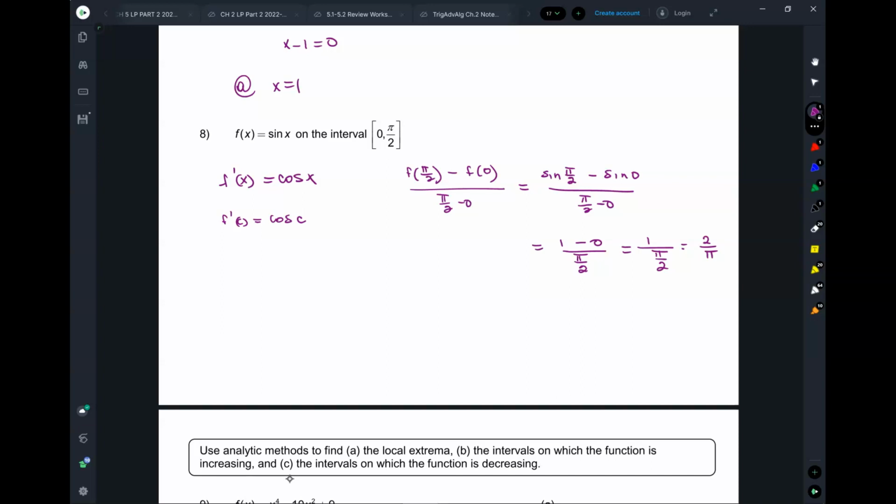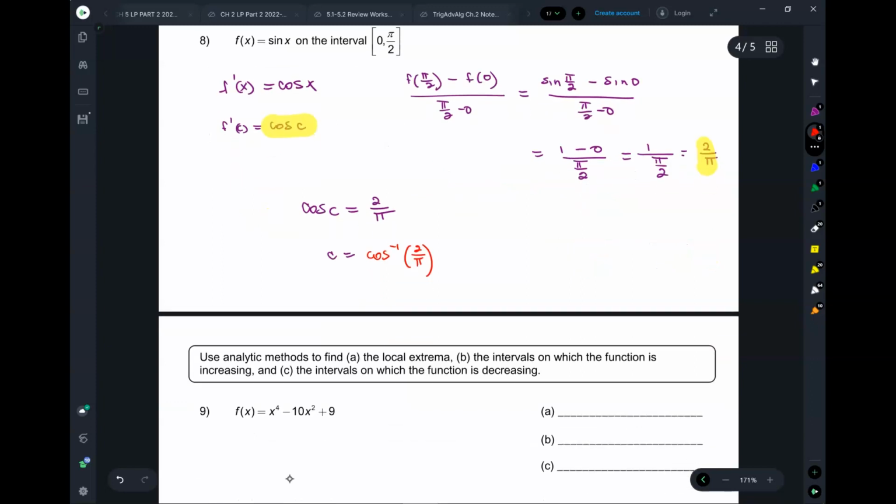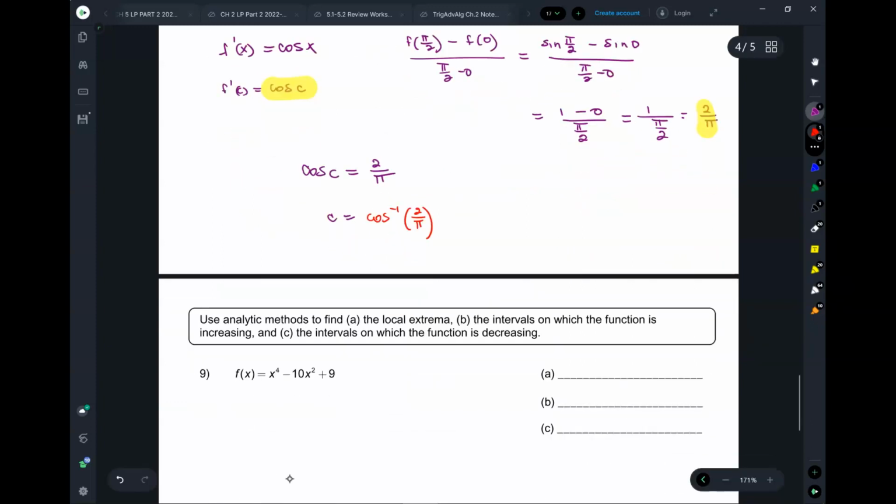Now comes the MVT part. This has to be equal to that. So cosine of c is equal to 2 over pi. So how much is c? C is inverse cosine of this. Put it in the calculator in radian mode, and you get 0.881.